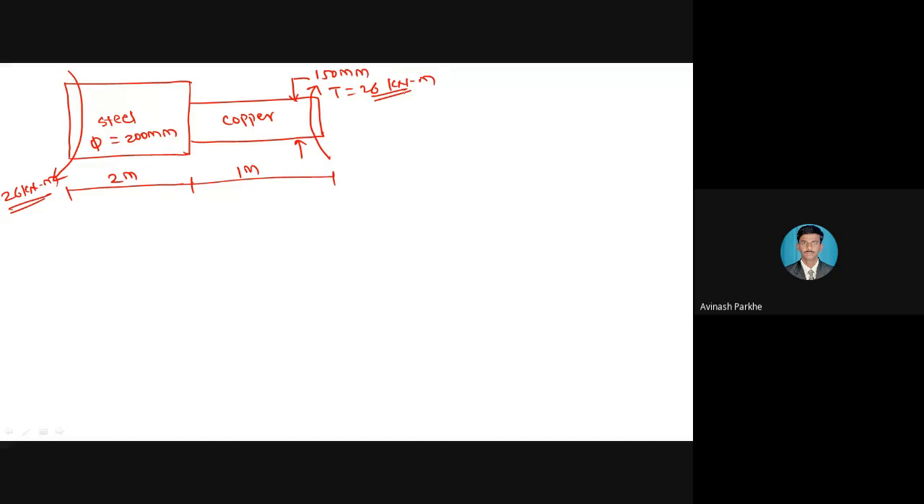From this, I have to calculate the shear stresses induced in the steel and in the copper, and I have to calculate the total angle of twist. So if I write down the given parameters: length of steel is equal to 2 meter, which is equal to 2000 mm. Then diameter of steel is equal to 200 mm.